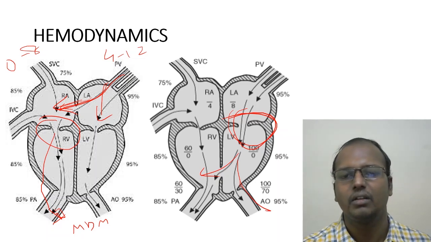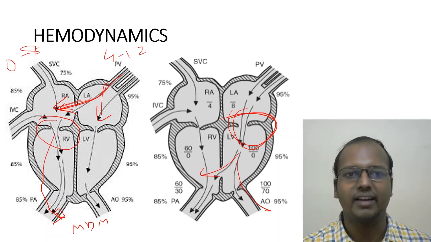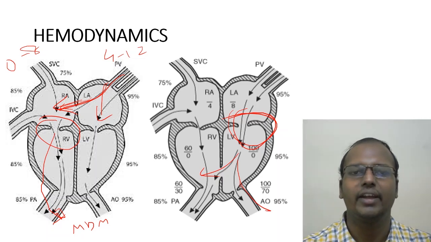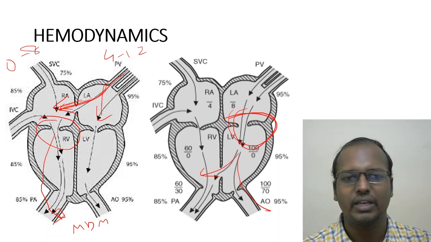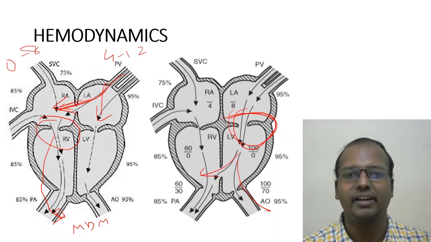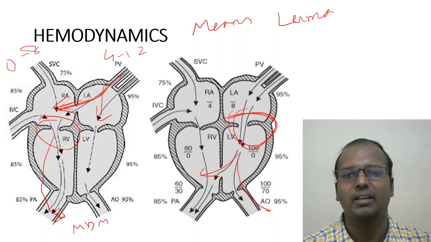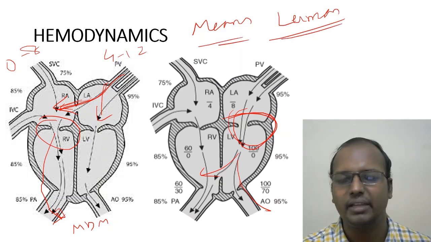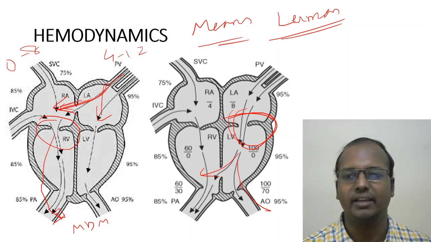Understood? What is Means Lerman scratch? Is it anything relevant to pulmonary hypertension? Nothing. It is a scratchy sound, a pleuropericardial rubbing sound heard in patients with hyperthyroidism. Means Lerman scratch. This is a new term. Means Lerman scratch is a pleuropericardial rub heard in the pulmonary area in a patient with hyperthyroidism.